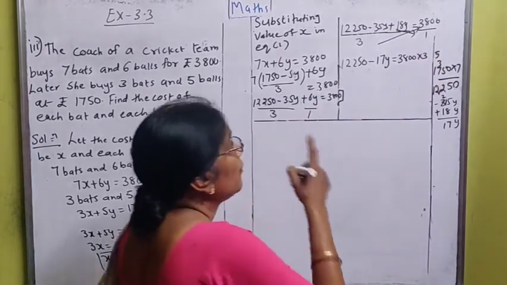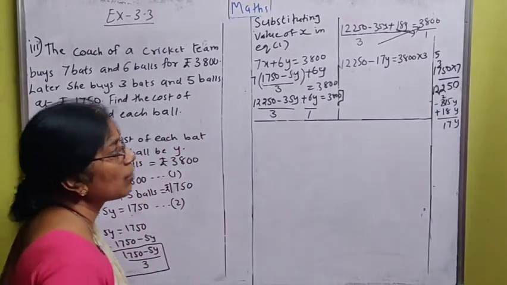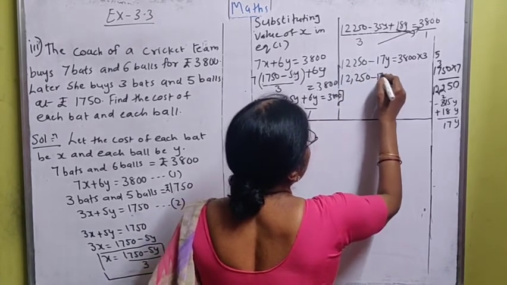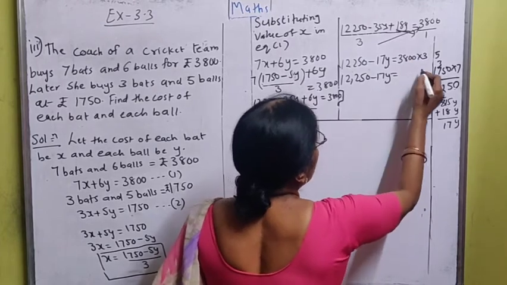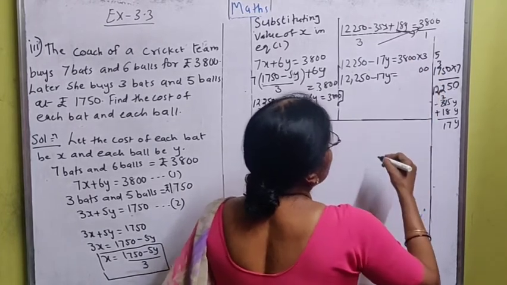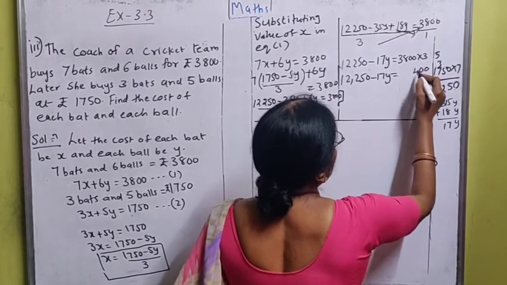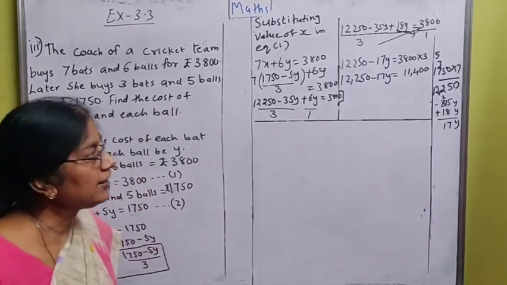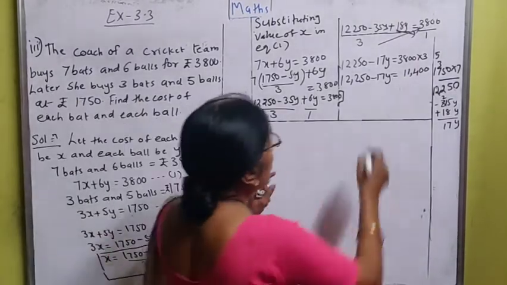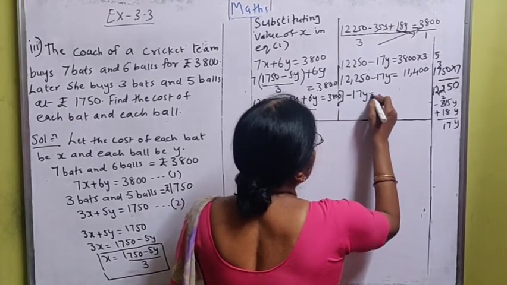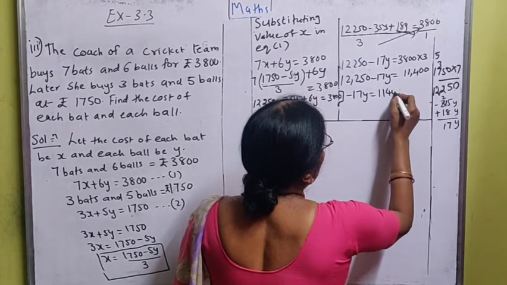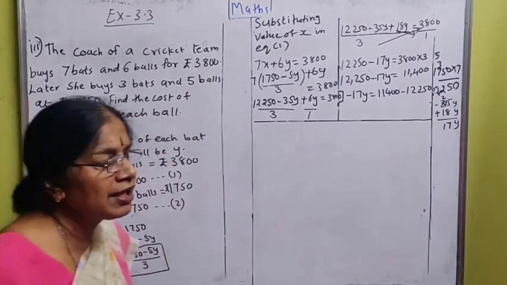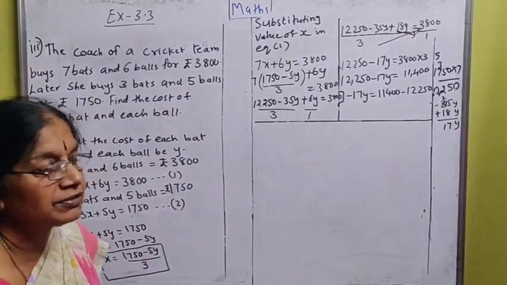3,800 into 3, because 3 will go to the other side. We are doing the cross multiplication. So what shall we get? 12,250 minus 17y is equal to 3,800 multiplied by 3. 3 zeros are 0, 3 zeros are 0, 3 8s are 24, carry 2, 3 3s are 9, 9 plus 2 is 11. So you got 11,400. Now minus 17y, keep it as it is, equal to 11,400 minus 12,250.